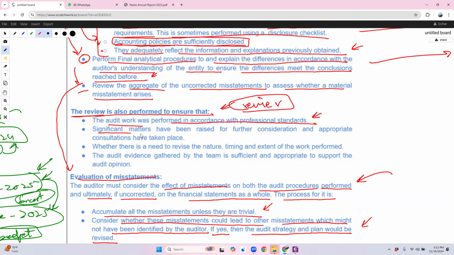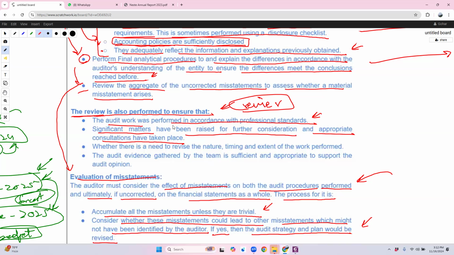The number two thing: significant matters have been raised for further consideration and appropriate consultations have taken place. We have discussed many different times that, for example, if there is an ethical threat and you have to disclose something to the appropriate authority, to the police department, you need to make sure that you did take lawyers' advice for it. You did take ACCA's advice for it. These are the things that we studied as well. These are like what the auditors should do for themselves.